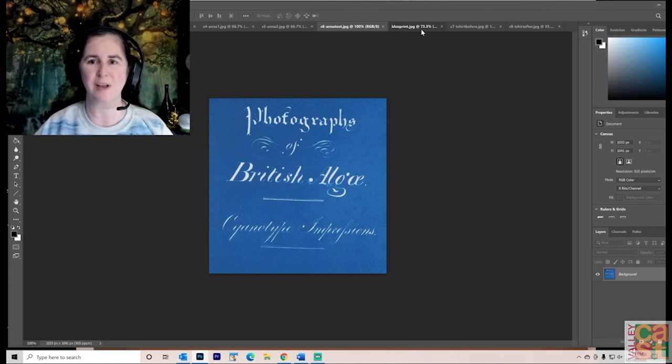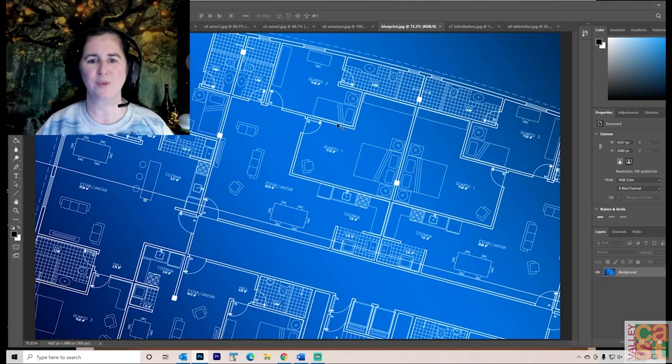And that is why we have blueprints. An architect would have drawn all these plans, the white lines, in black ink. They would lay their thin sheet of paper down on the cyanotype paper. The sun would shine through the thin areas, turning the cyanotype paper blue. The dark areas with the ink would have stayed white.